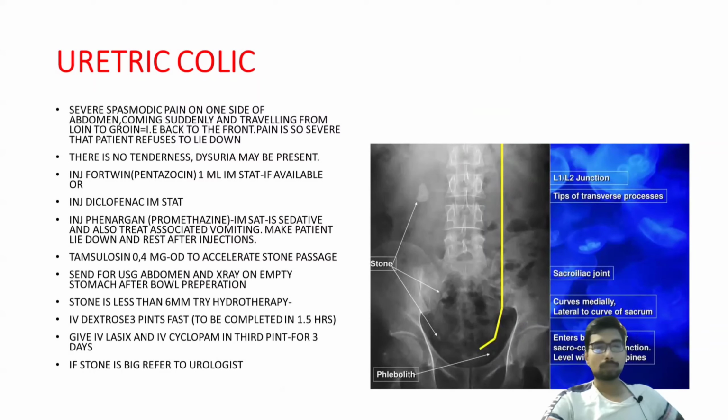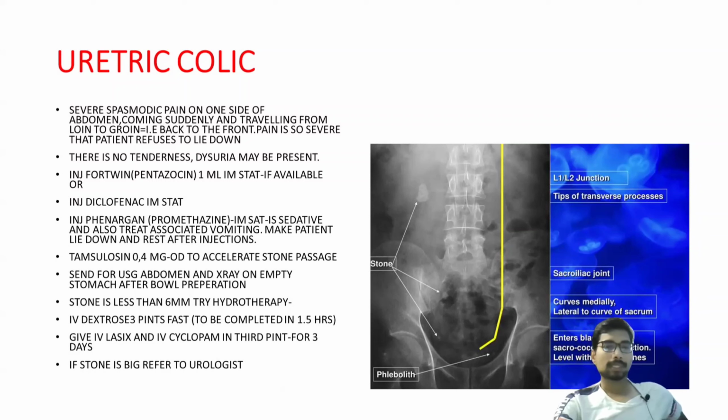We have to give injection pentazocine 1 ml IM stat if available, or diclofenac IM stat, and injection Phenergan, promethazine, IM stat. It is a sedative and also treats associated vomiting. Make the patient lie down and rest after injections. Tamsulosin 0.4 mg OD to accelerate stone passage, and send for ultrasound abdomen and X-ray on empty stomach after bowel preparation.